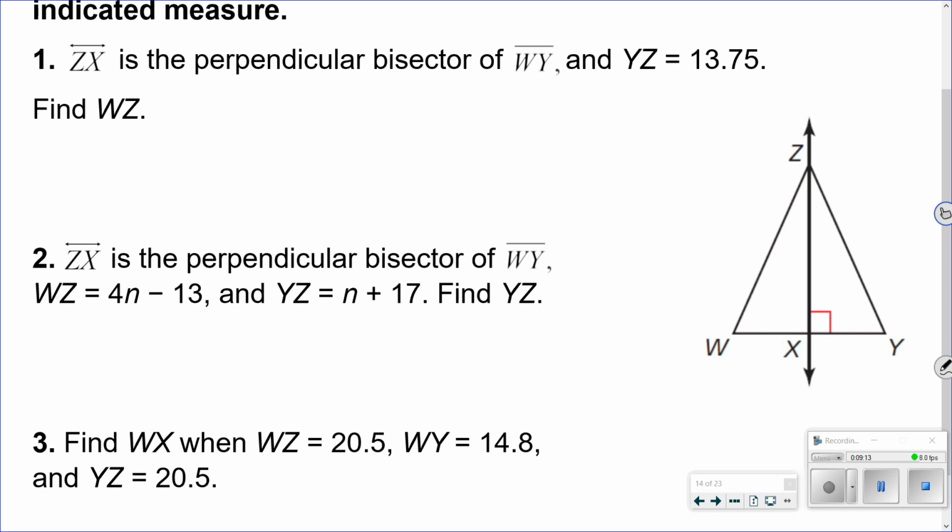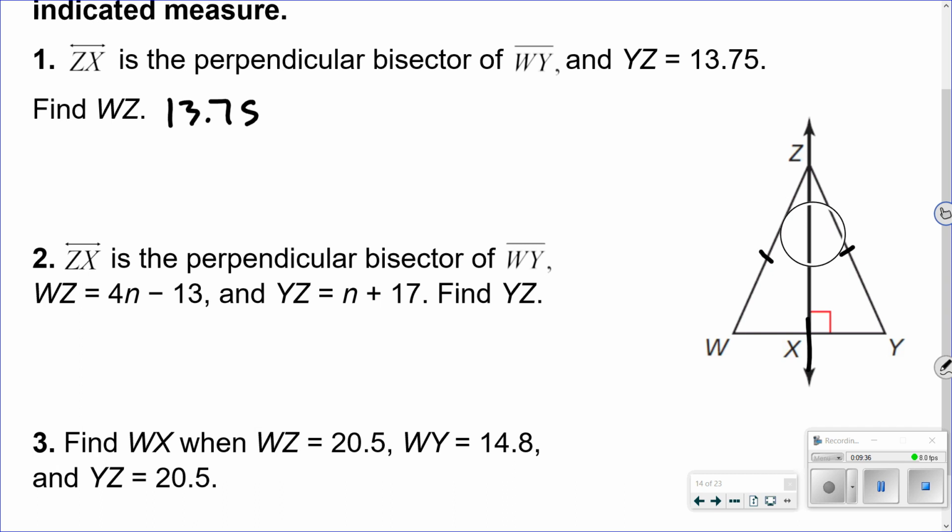So one says ZX is the perpendicular bisector of WY. So it tells us it is. If YZ is equal to 13.75, find WZ. So if it's given to us that this is the perpendicular bisector, those have to be equal. So that makes that pretty easy. This would have to be 13.75.